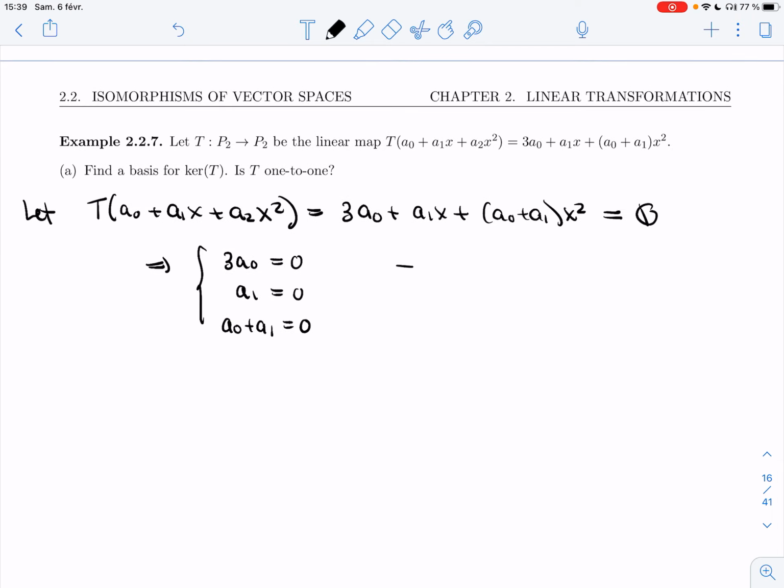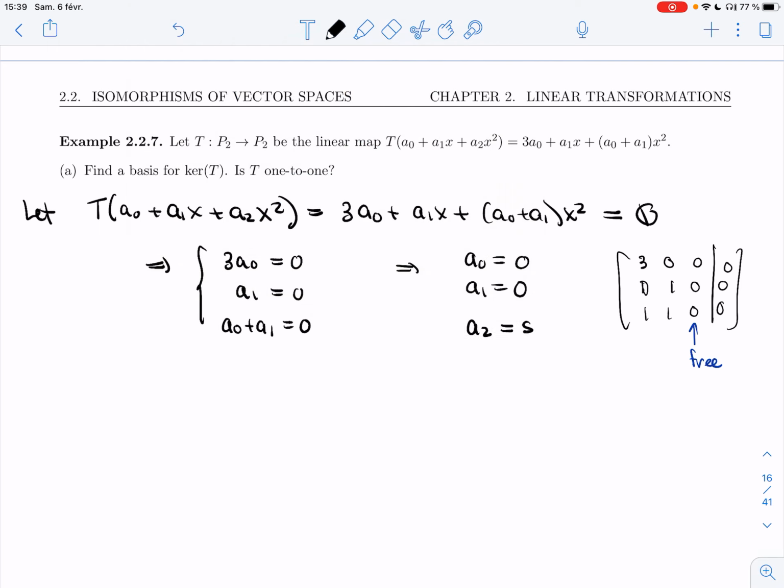If you solve for this quickly, you get that a0 is 0, a1 is 0, and you think, oh, well, that's good. That means I only have 0, but wait, we had another variable. So if you put it in a system, you'll get 3, 0, 0, 0. You'll get 0, 1, 0, 0, and 1, 1, 0, 0. I'm going to get a free variable. When I reduce it, I'm still going to get a free variable, and so that means a2 is S.